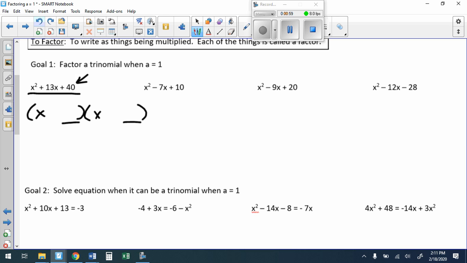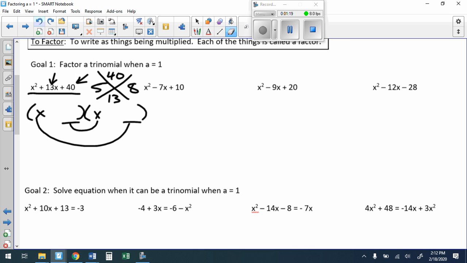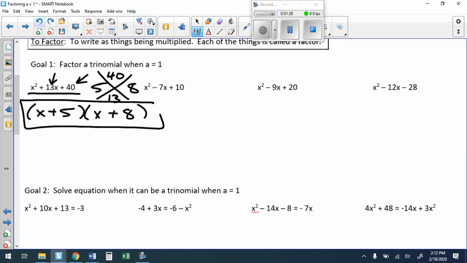Now, before we put those numbers down, we also need to keep in mind that those numbers are going to be multiplied by these x's and combine to be 13. So in the end, we're coming up with two numbers that multiply to 40 that also add to 13. So in this case, positive 5 and positive 8. So what that means is that the two factors are x plus 5 times x plus 8. And that is the factored form.